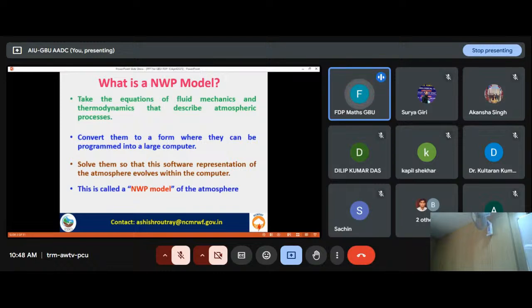So we convert them to a form where they can be programmed in the lab. I know I am solving this equation, but it should be properly programmed. And with time constraints, how will we parallelize this equation? How will we solve this equation? After that, there is the software representation of the atmosphere inside the computer. Then only we can solve this NWP. If there is only the equation and there is no computer, we cannot say it is a numerical equation.